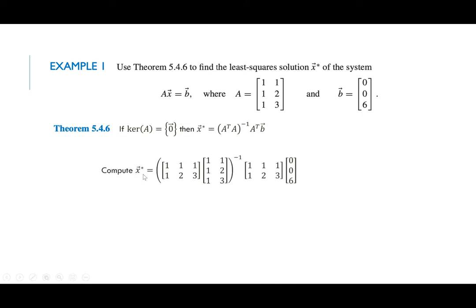So computing X star, you just do it. This is A transpose, this is A, its inverse. You ask a computer to do it because life's too short. Multiply that by A and then B, and you would calculate this solution here. So in one sense, once you have all the data, you're just plugging away.